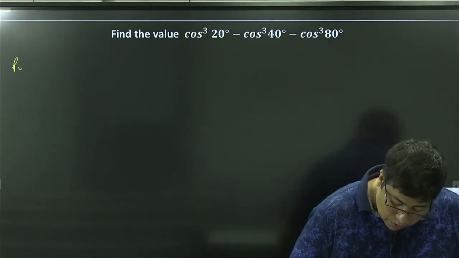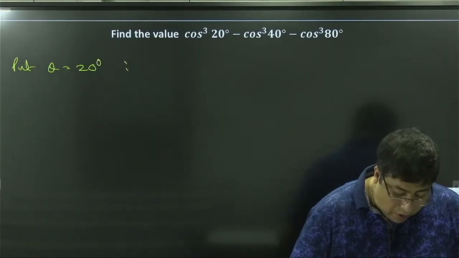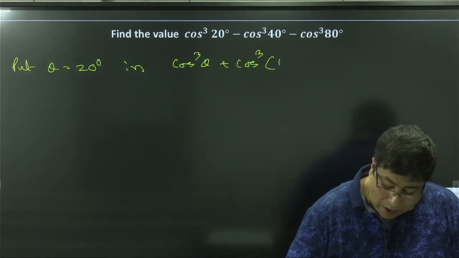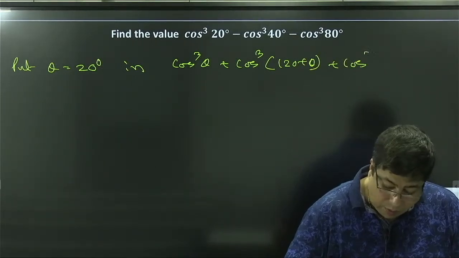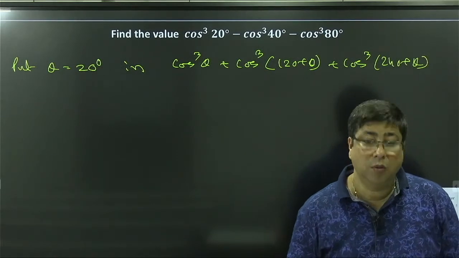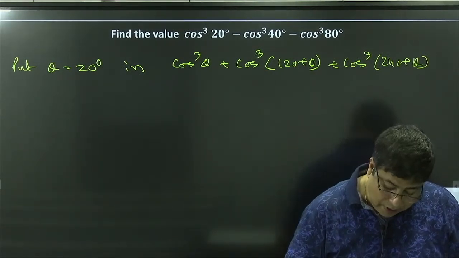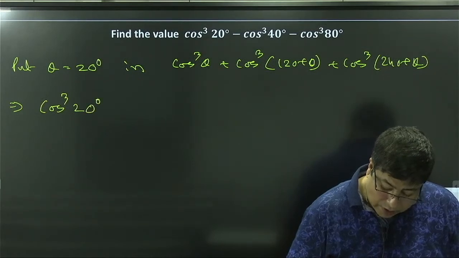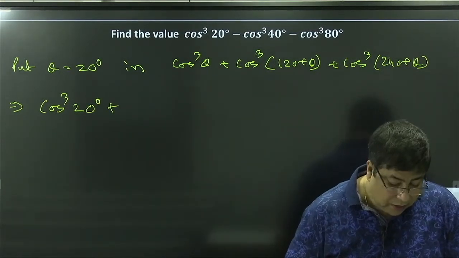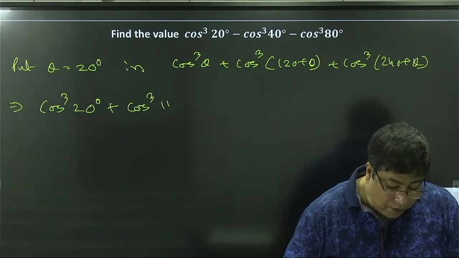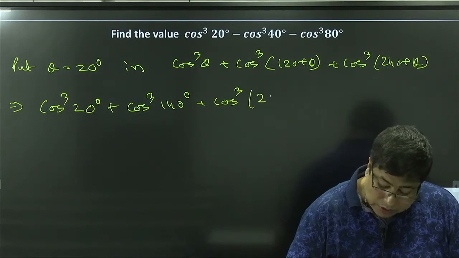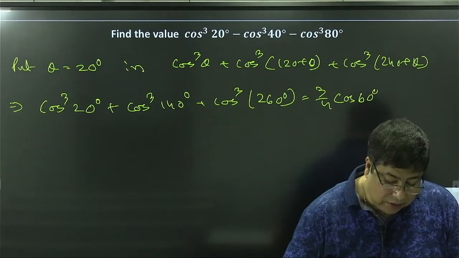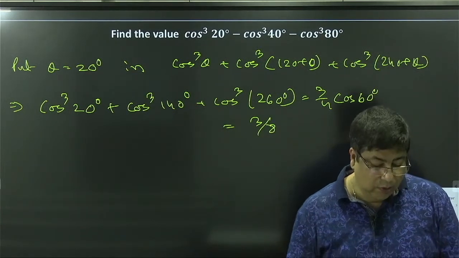In this case, we will write cos cube theta plus cos cube 120 plus theta plus cos cube 240 plus theta. Just put theta equal to 20 degree. So what we'll get, everybody, see and check. We are getting our requirement: cos cube 20 degree plus cos cube 140 degree plus cos cube 260 degree. Okay, it is coming 3 by 4 cos 60 degree. This is coming to be 3 by 8. Therefore, our requirement is proved.